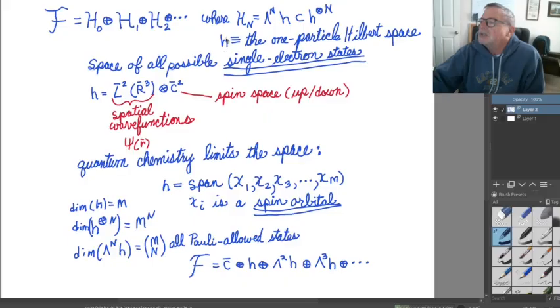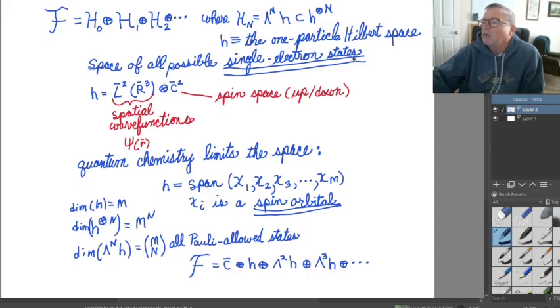The h is defined as the one particle Hilbert space, but that doesn't mean it's one electron, and it doesn't mean that it's one orbital. What does it mean? It's the space of all single electron states. Electron states, not the number of electrons.